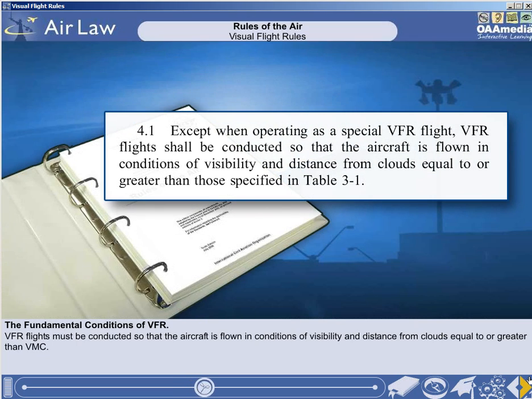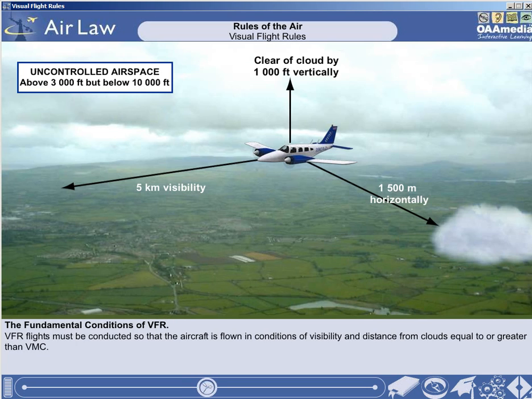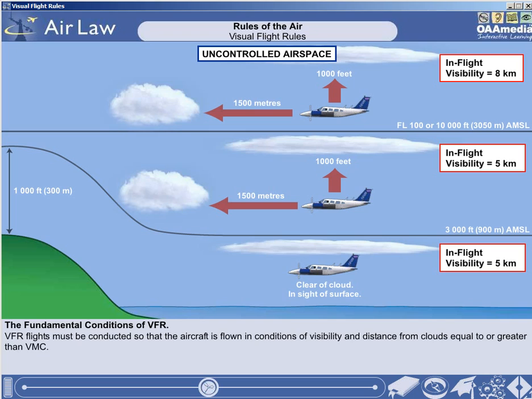The first and most fundamental VFR rule is the one that you have already learnt. That is, that VFR flights must be conducted so that the aircraft is flown in conditions of visibility and distance from clouds equal to or greater than VMC. The picture on screen depicts visual meteorological conditions in uncontrolled airspace above 3,000 feet but below 10,000 feet, or flight level 100 if the transition altitude is lower than 10,000 feet. The details of this rule have already been covered in this lesson. This image depicts VMC for all of uncontrolled airspace.